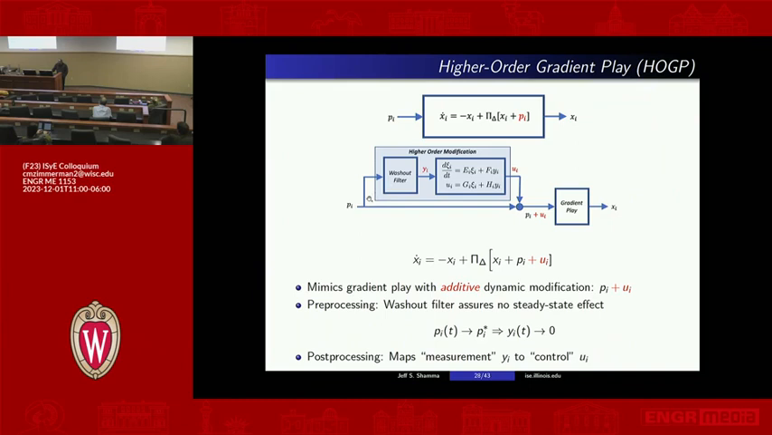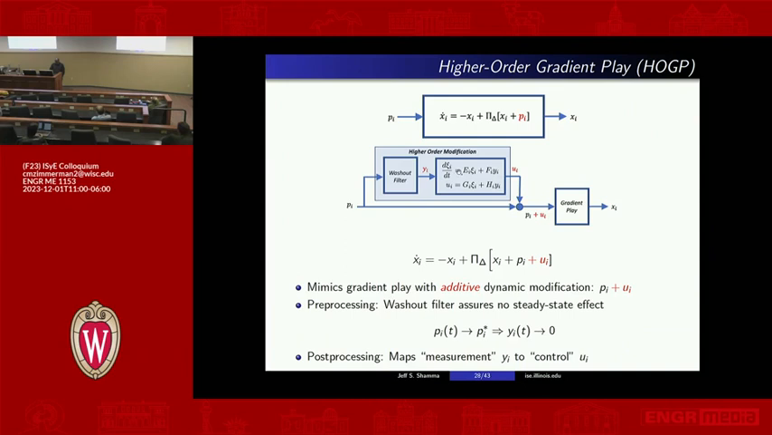The pre-processing is something in our field we call a washout filter. It has the following property. If what's going into it is a constant, then it does nothing. Eventually it does nothing. That assures that we're not changing the rules, we're not changing the game. We're interested in convergence to equilibria. This says that if P converges to a constant, what's coming out of here is zero. So the modification will be nothing. Our modification is only active when things are moving around. But when things settle, it becomes inactive. And that assures that if this thing converges, it's converging to an equilibrium of the original game.